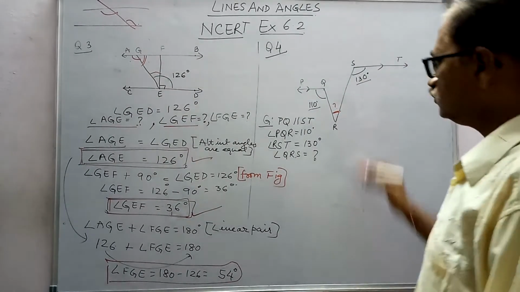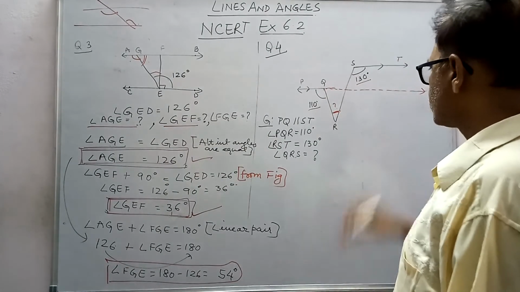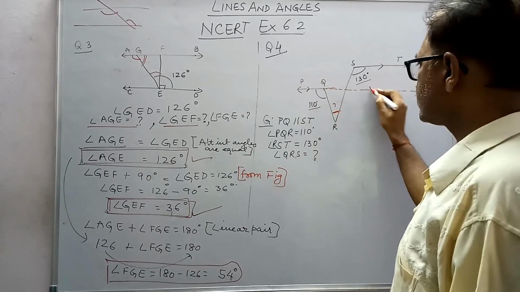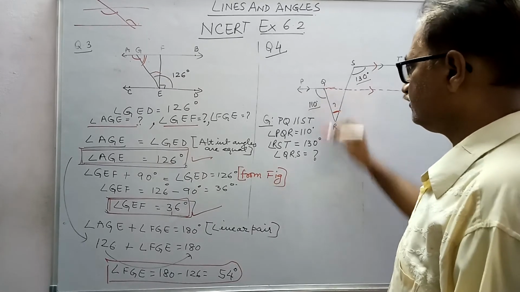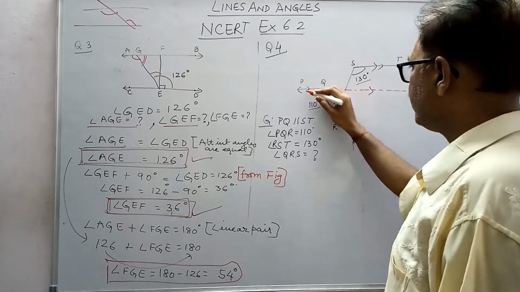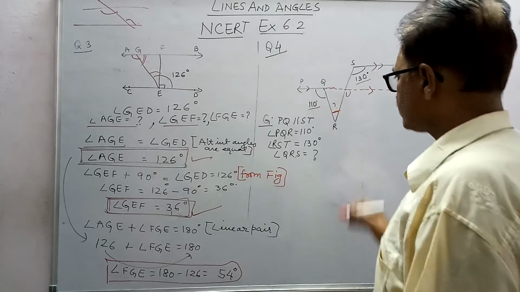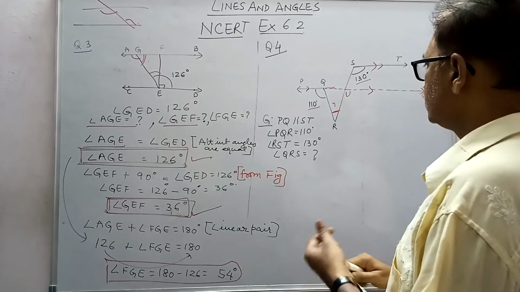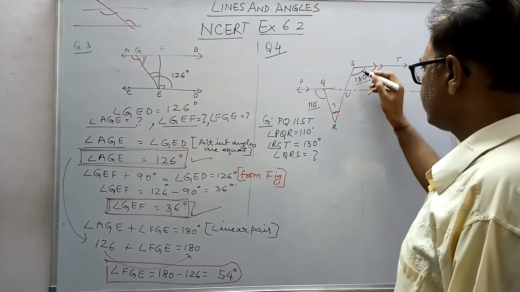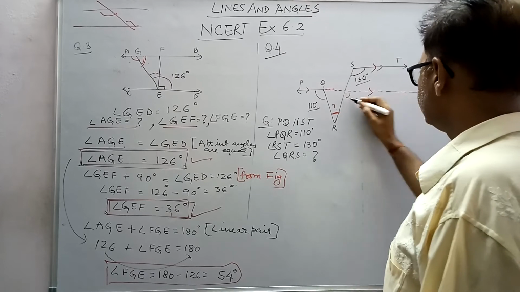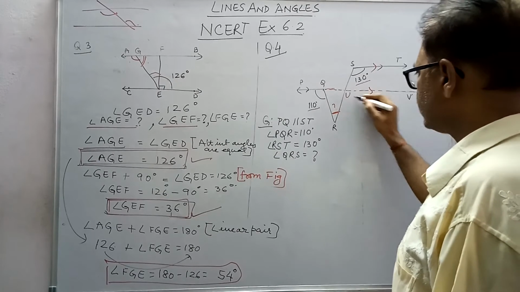To solve this, what you will do, you will extend PQ here on this side and extend it further like this way. Now it's given that PQ is parallel to ST, so this is also parallel to this. Now this is 110. So you can take this point as U, and this as V. This is your construction. These are points U and V.